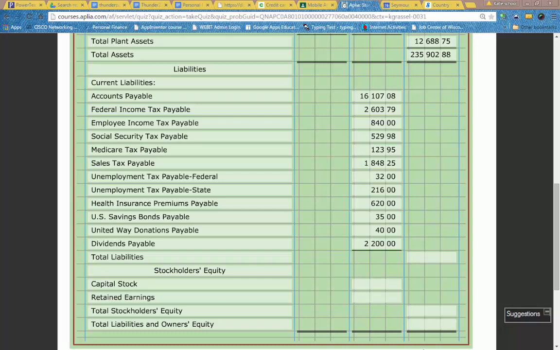For all things that your business owes, that's the definition of a liability. Anything that you owe, and we owe all of this. Federal income tax, employee income tax payable from our payroll, Social Security, Medicare tax, both all from our payroll. Sales tax payable, we owe that to the government. Unemployment tax payable, federal and state. Health insurance premiums payable, United Way donations payable, U.S. savings bonds payable, and dividends payable. Dividends payable is the amount of money, again, that we give to our owners, our stockholders. Now, I purposely have these numbers blank because where do I get those numbers from?